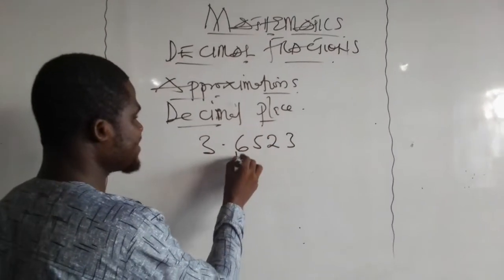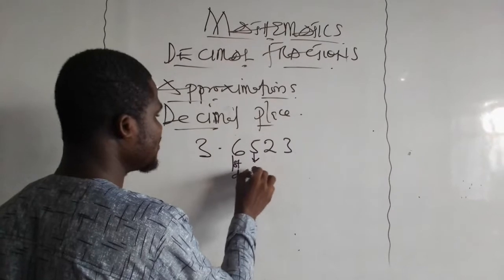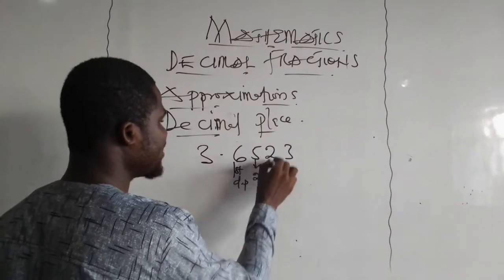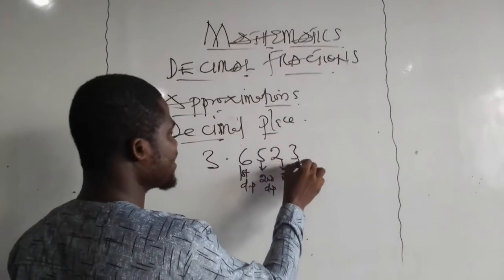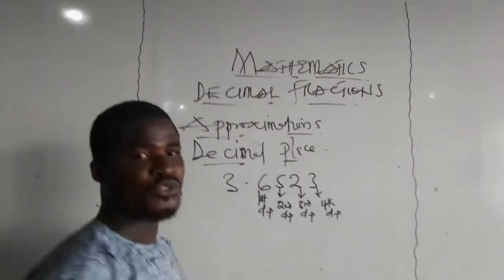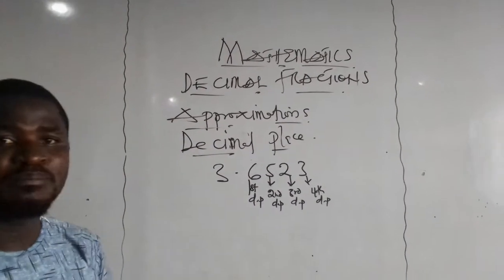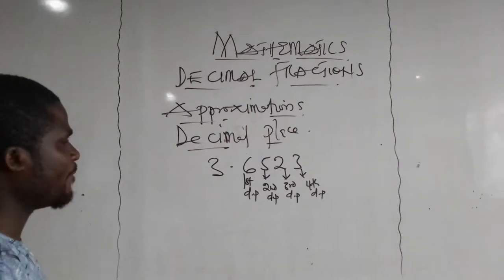So this is my first DP. This is my second DP. This is my third DP. And this is my fourth DP in order. So that's decimal places. Good. So let's try an example.